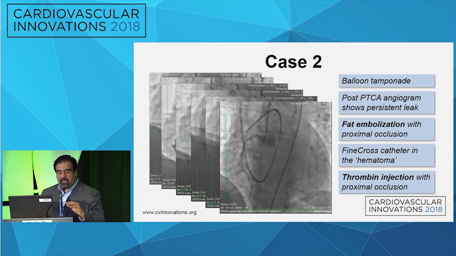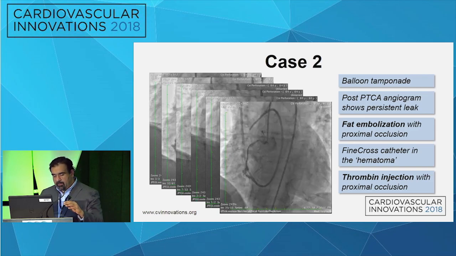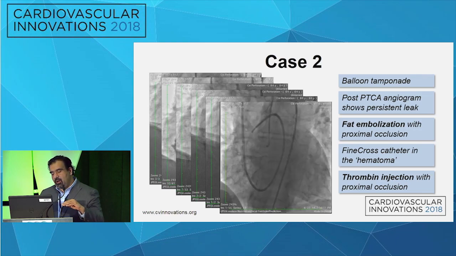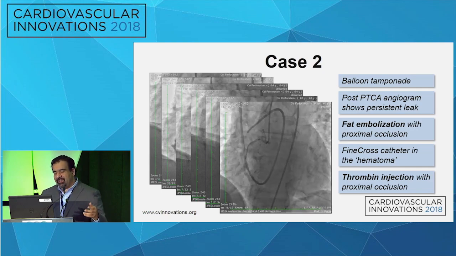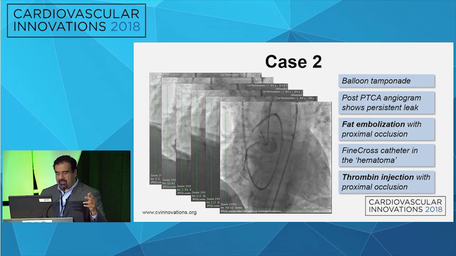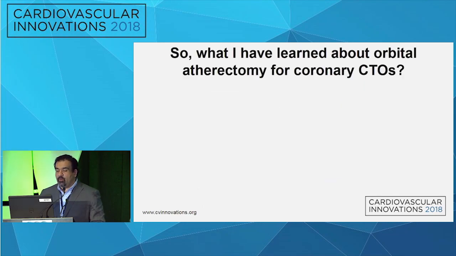And she actually did well. She was a little shook up, but she called to say that she felt better. So as an investment, this worked perfectly. As a case, it's not so glamorous or elegant, but now she wants to come back and have the thing taken care of permanently. Okay, so what have I learned about orbital atherectomy within the past year?